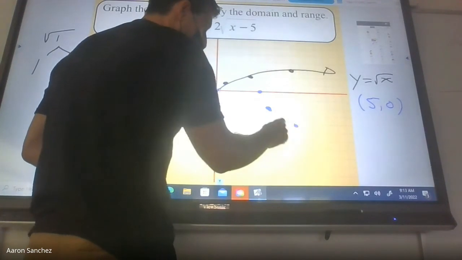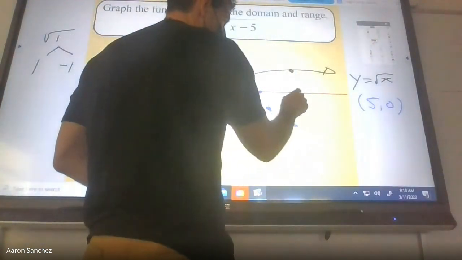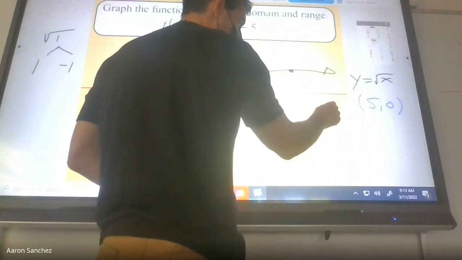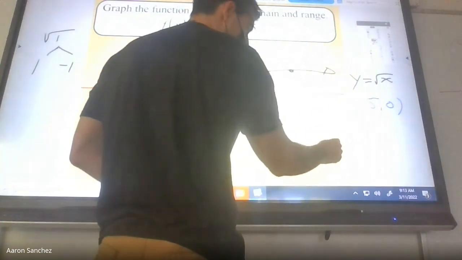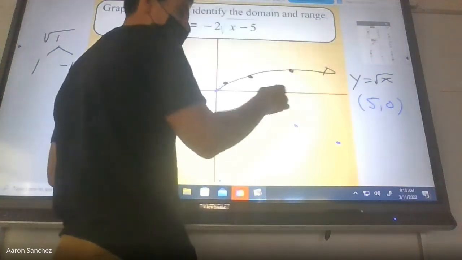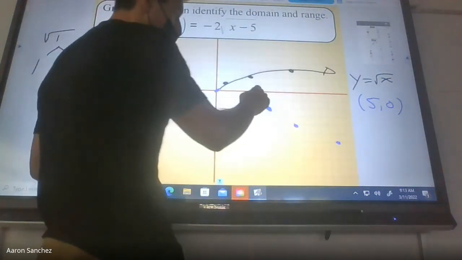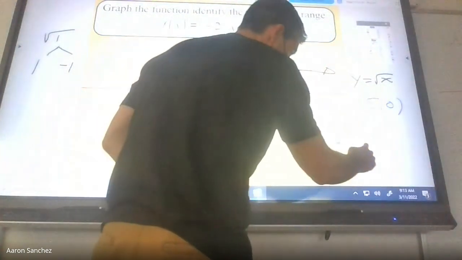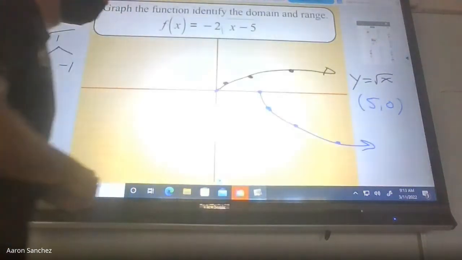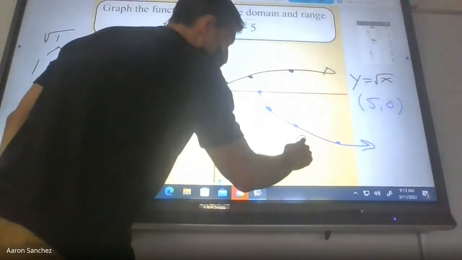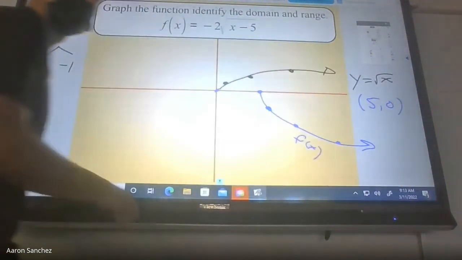I don't know if I can fit 9 in. 1, 2, 3, 4, 5, 6, 7, 8, 9. 3 times negative 2 is 1, 2, 3, 4, 5, 6. So instead of up 3, I go down 6. And that is, let's label it, f of x.